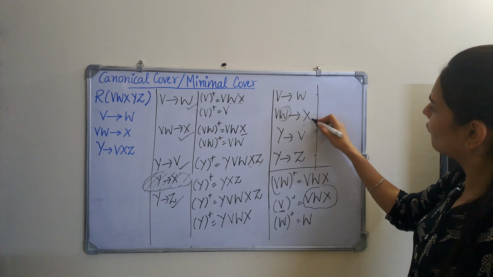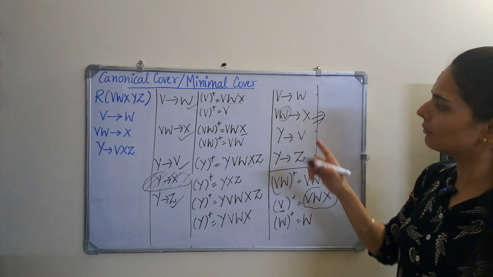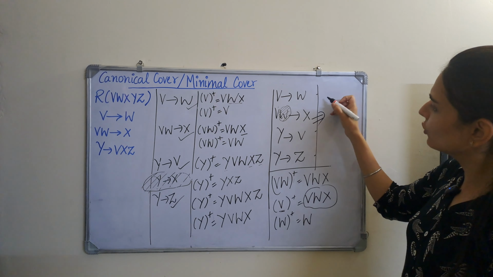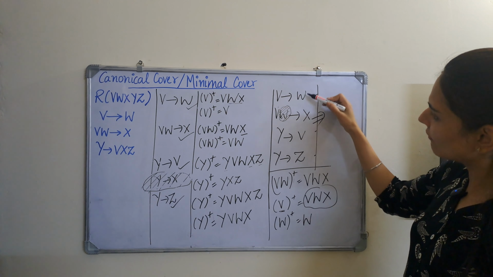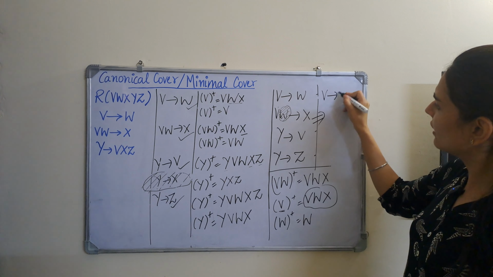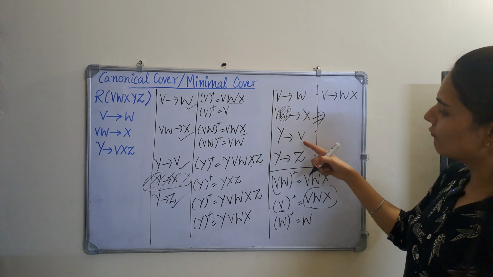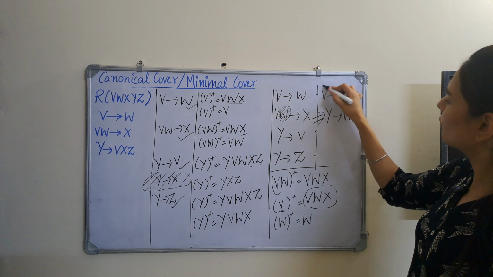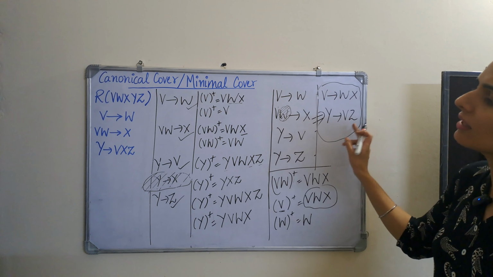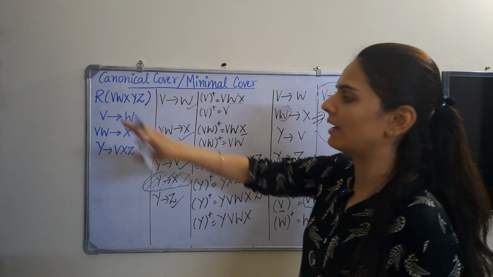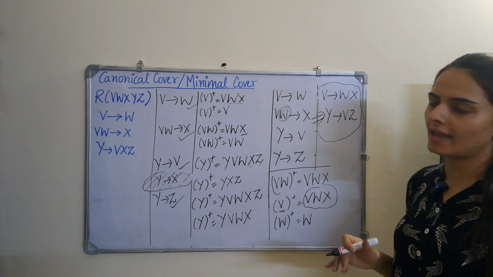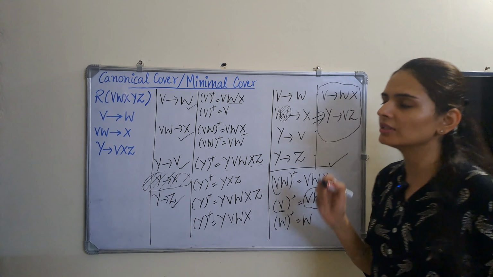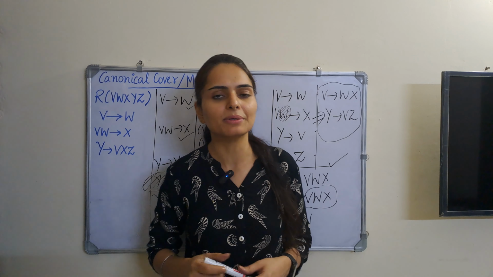So now for the final answer, what is the minimal cover? If we apply the union, now for V we have W and X, so for V we can have W and X, for Y we can have V and Z. So finally this is the minimal cover of this set of functional dependencies that we have over here. So this was all about the canonical cover or the minimal cover.